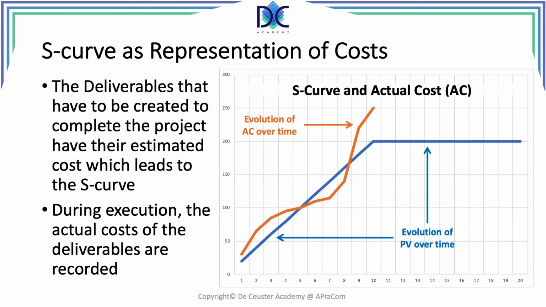Like we said before, just looking at the actual cost will not give us any idea of how the project is performing. We said before, in this case here, at period 10, the actual costs are 50 units above the planned cost, but does it mean that our project is more expensive? Everything depends on the relationship between planned value, earned value, and actual cost.